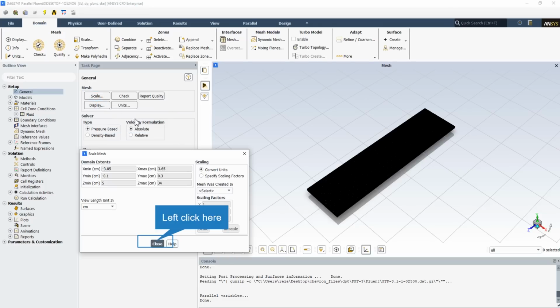From the scale mesh section in the general, we can see all the dimensions in all the directions of X, Y, and Z, and also we can check the length unit, that in this simulation the length unit is in centimeter. For example, we can see the length of the Chevron heat exchanger, that is equal to 34 minus 5, that is equal to 29 centimeters.